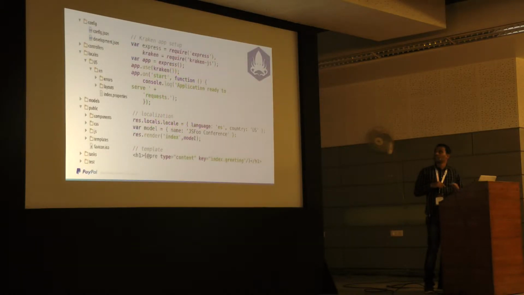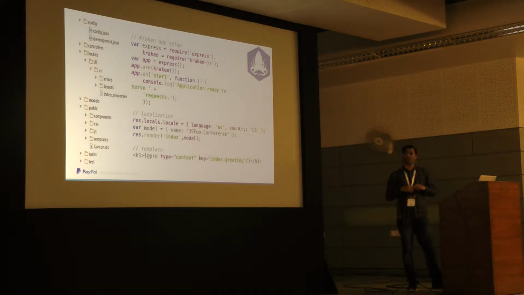So, with all that theory, let's dive head first and see what it requires to build a sample Kraken app. What you see on the right side is the boilerplate code, which is generated by Yeoman. We have a Kraken Yeoman generator, which helps you to create minimal web apps. All the boilerplate code required is generated by Yeoman.